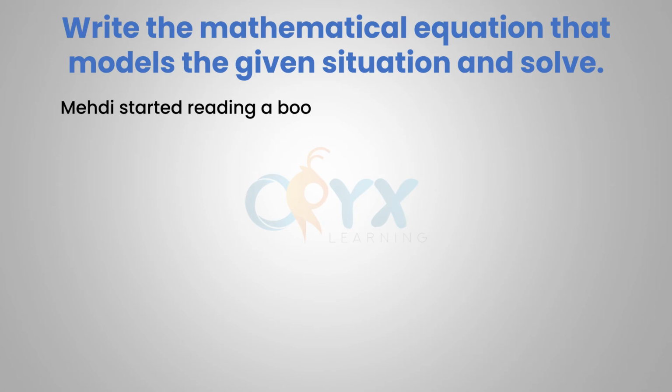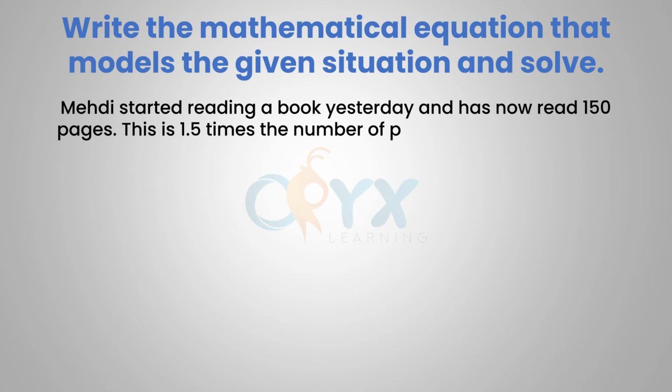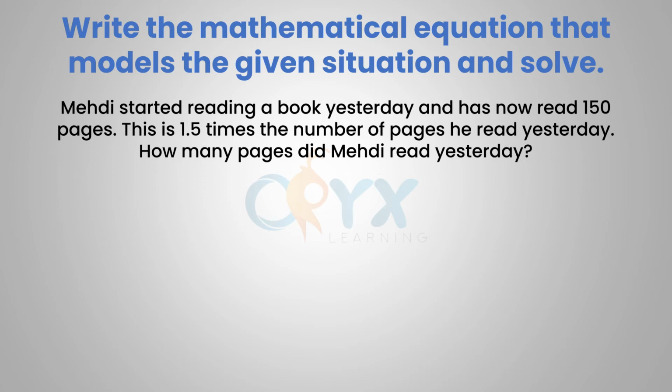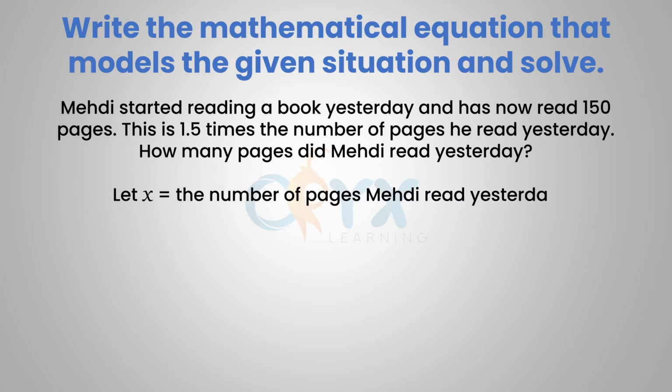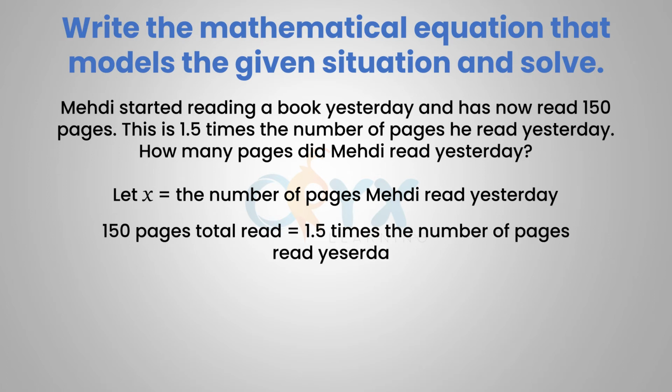Mehdi started reading a book yesterday and has now read 150 pages. This is 1.5 times the number of pages he read yesterday. How many pages did Mehdi read yesterday? We can let x equal the number of pages Mehdi read yesterday. Therefore, 150 pages total read equals 1.5 times the number of pages he read yesterday, making my equation 150 equals 1.5x.